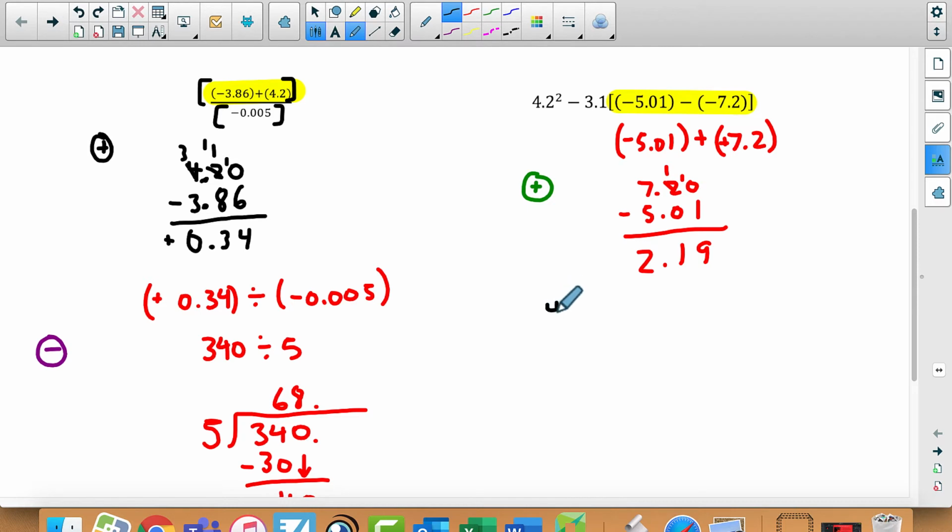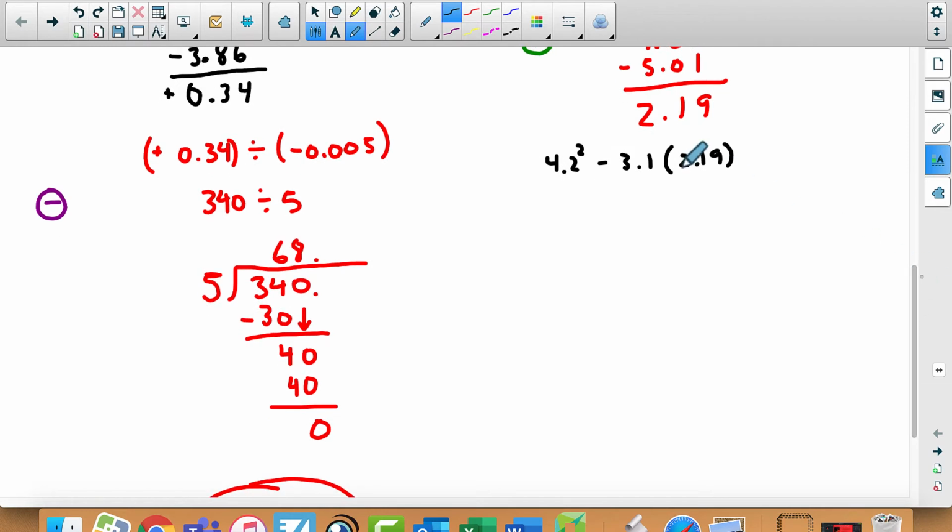All right, let's rewrite what we've got here. We've got 4.2 squared minus 3.1, and then in this whole highlighted bit, we figured out it was 2.19. What's the next thing we should do? We do have a bracket here, but there's nothing to do in that bracket. It's just like a holder bracket. So the next thing to do, of course, is the exponent. We got to do this, 4.2 squared. How do you do that?